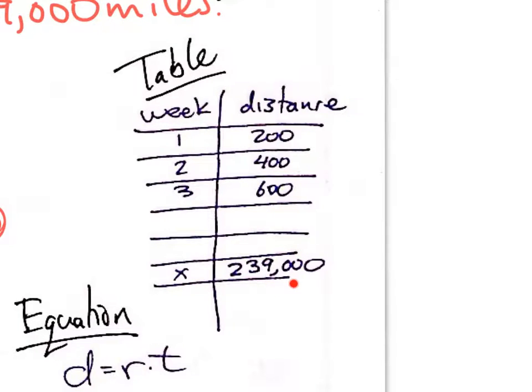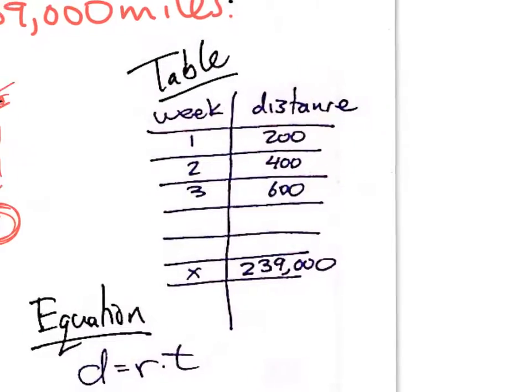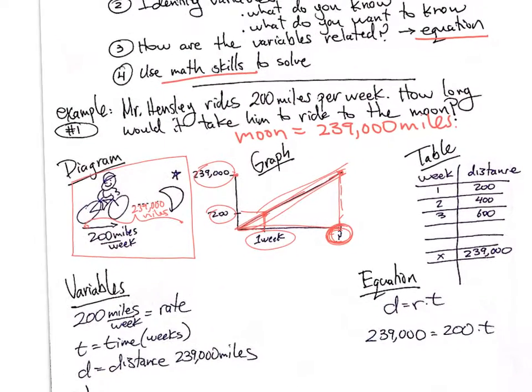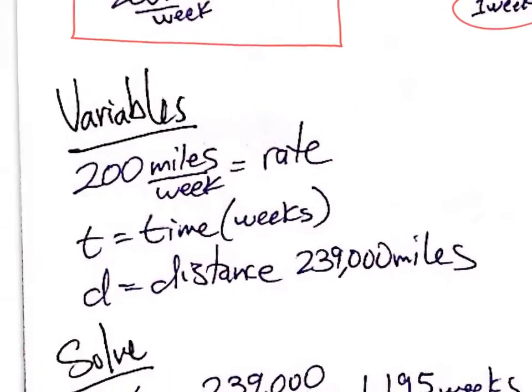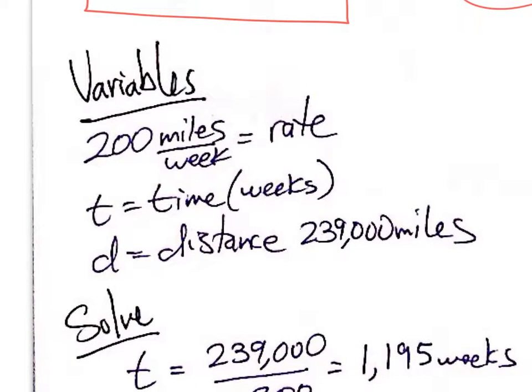So you don't have to do any of these, but all three of those things would probably be helpful if you saw this question and you didn't know how to solve it. So this is definitely what I recommend you do. Well, I recommend you do all this, but this I'm actually going to require. So we write down the variables. 200 miles per week, this is given information. We call that the rate or speed.